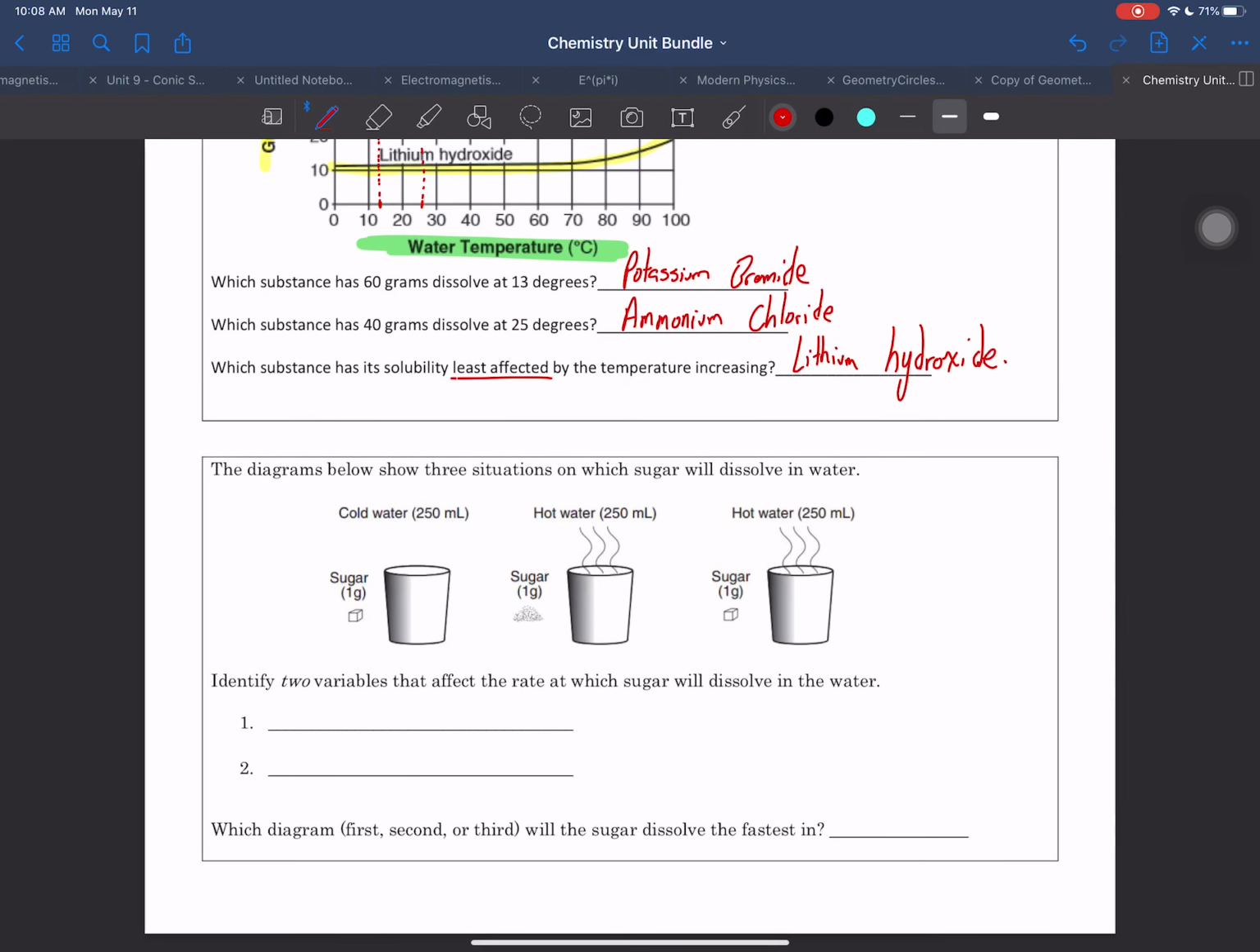All right, let's move down to the bottom one. It says identify two variables that affect the rate at which sugar will dissolve in the water. We definitely talked more than just two things, but first and foremost, heat. The hotter the temperature, the more likely it is going to dissolve faster. Another thing you can do, especially based on the diagram, you have sugar cubes and crushed sugar. Which one would dissolve faster? Well, definitely the crushed sugar.